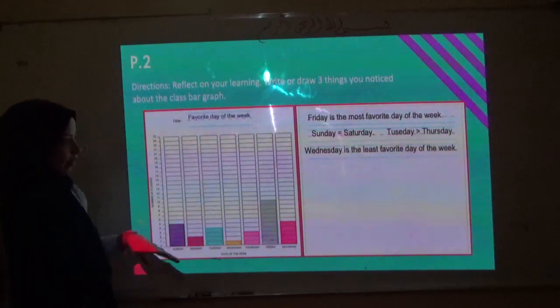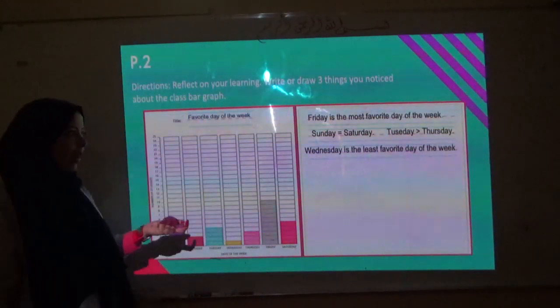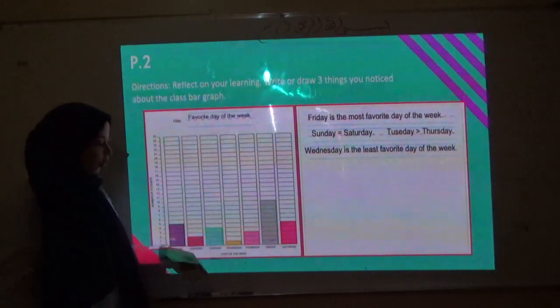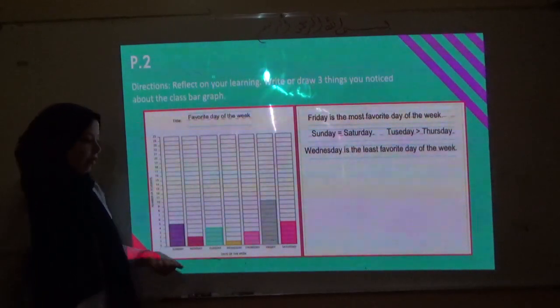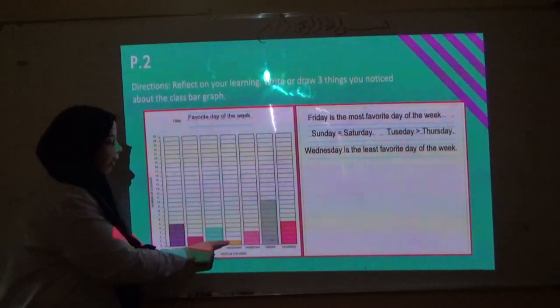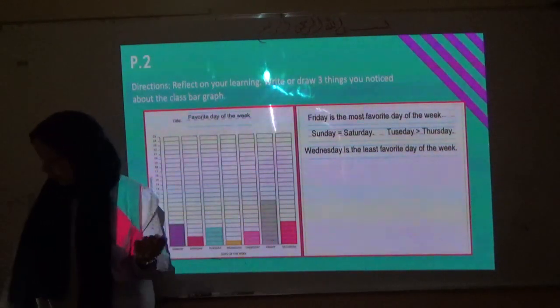The last sentence is Wednesday is the least favorite day of the week. And why did we say so? Because we only have 1 student who loves Wednesday as their favorite day, and we only drew or colored 1 rectangle, or 1 unit, or 1 student.